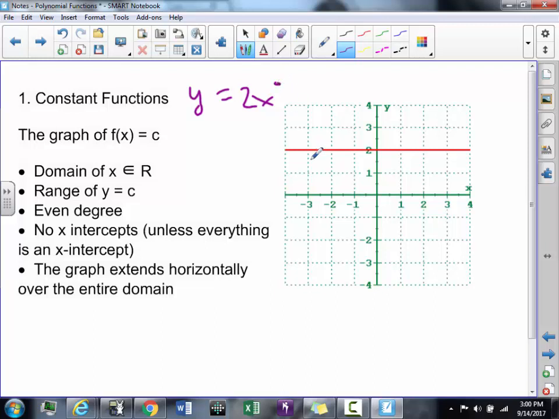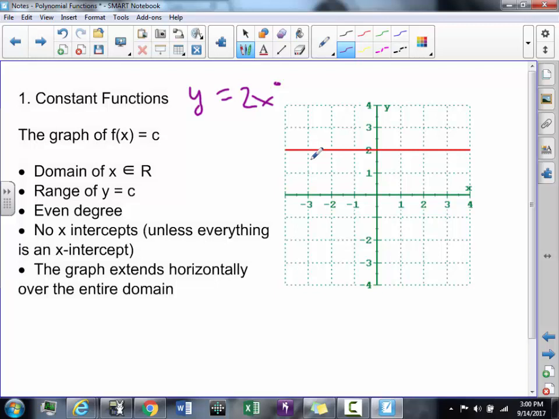Okay, think of your input machine. In this graph right here, if we start with 1, it's 2. If we start with 2, it's 2. If we start with 3, it's 2. If we start with a million, it's 2. You know what I'm saying? So this is a really boring function because really, I don't care what x is.